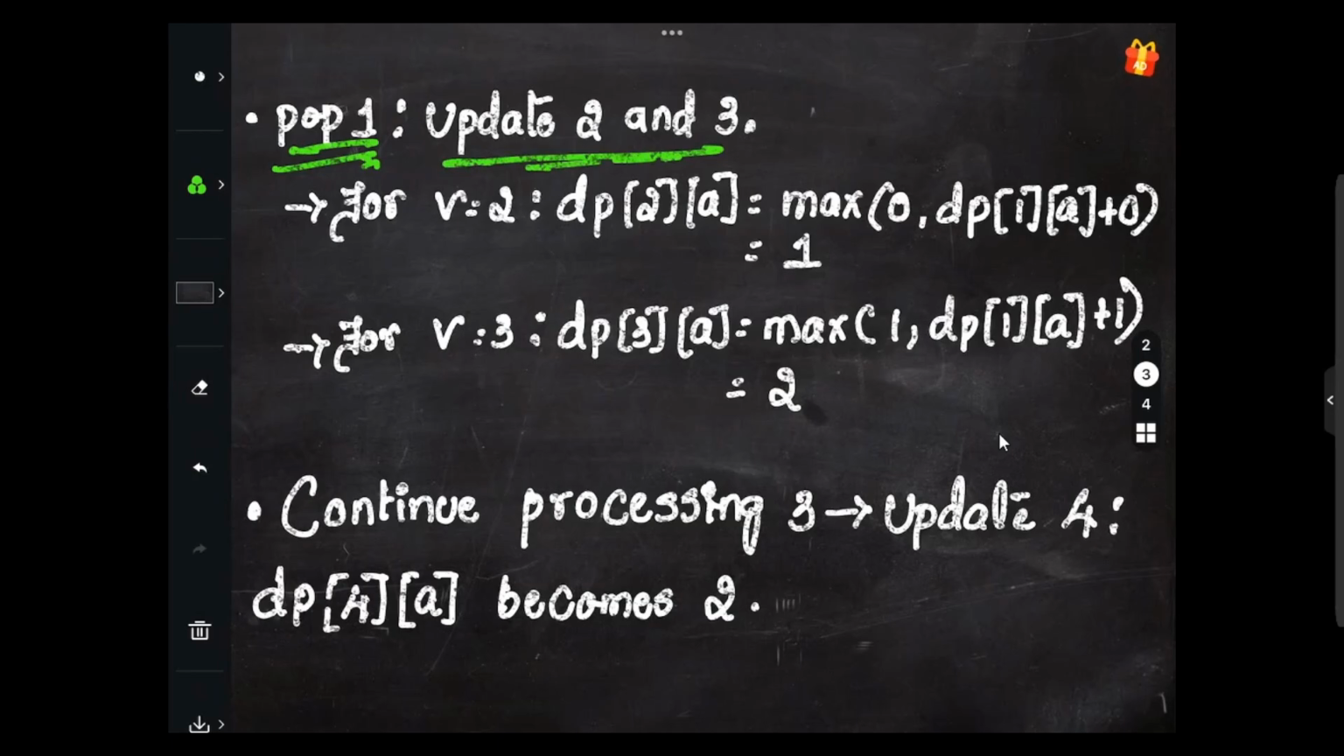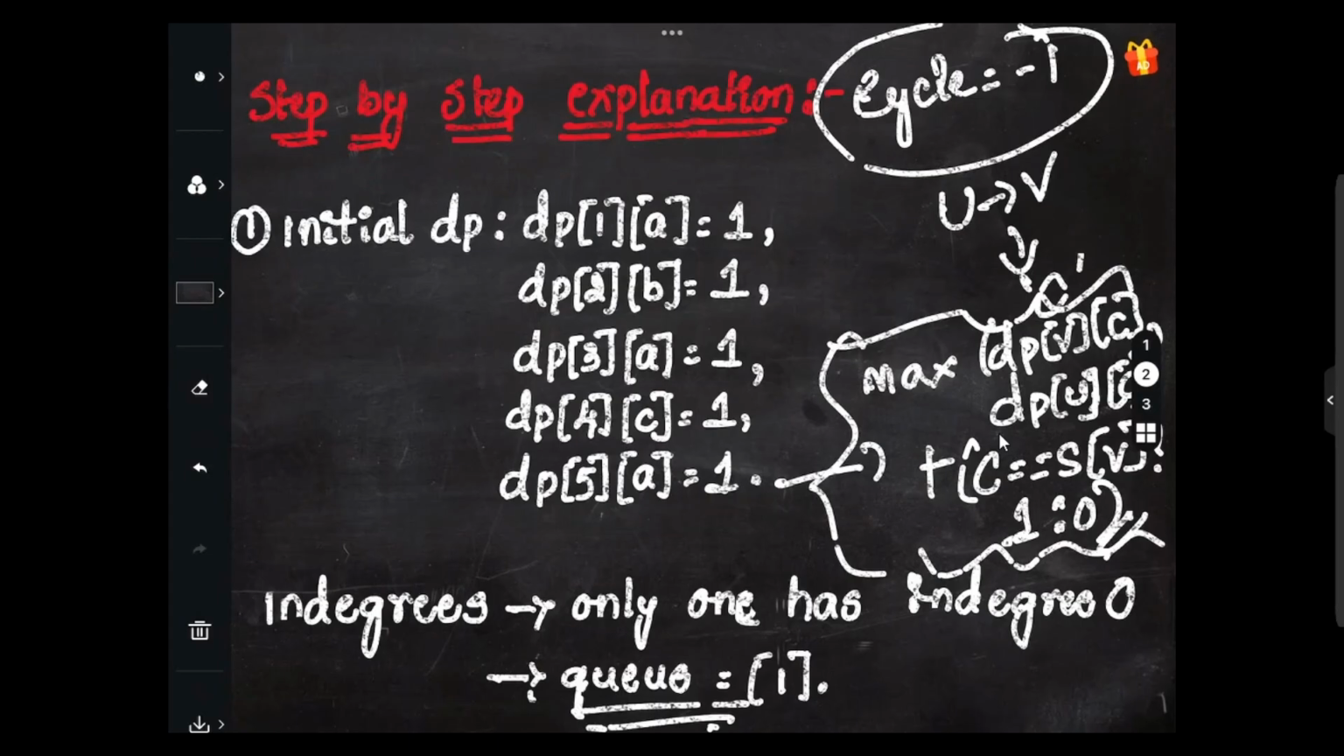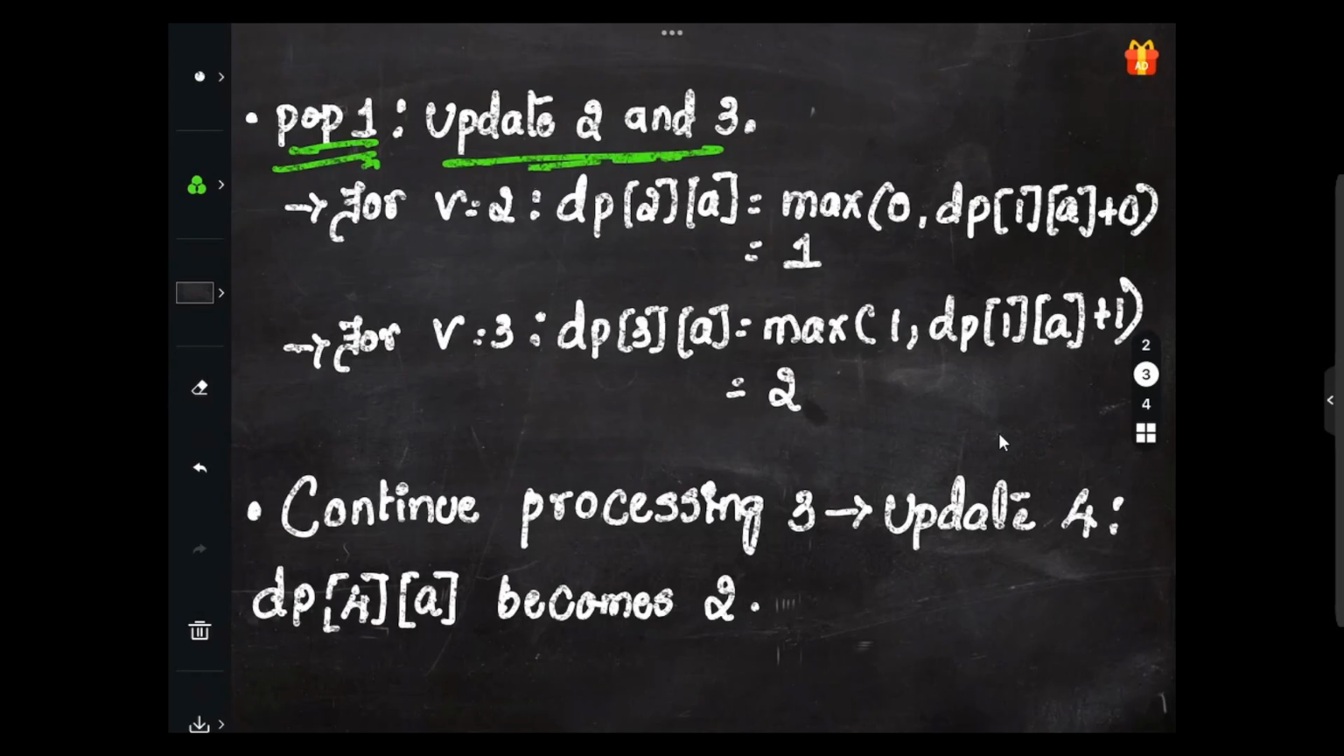If you remember the diagram, you can go to the video where I drew the directed graph. There we had only one node that has in degree 0, so that one we will be considering. We had nodes 1, 2, 3, 4, 5, and 1 had in degree 0. So we will be considering 1 and popping that one. Next, we have to update 2 and 3, because 1 was going to 2 and 3. So we have to update 2 and 3.